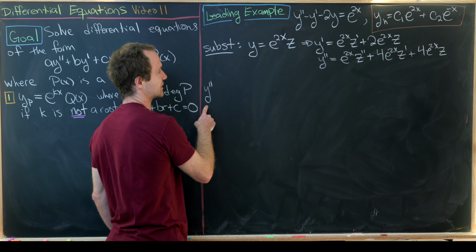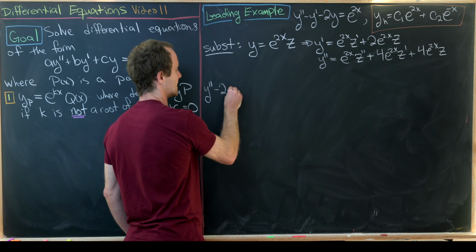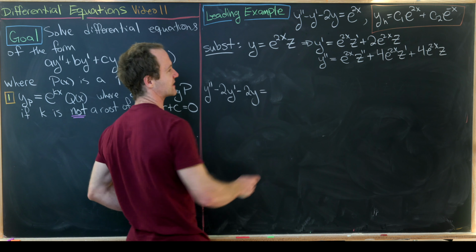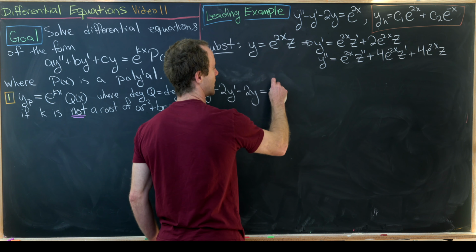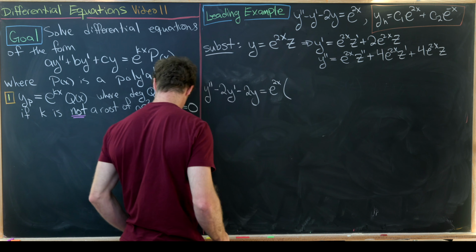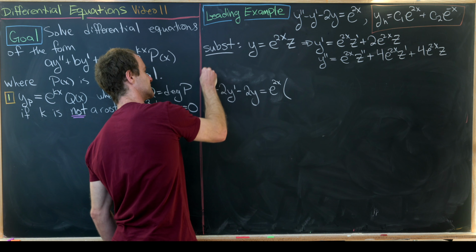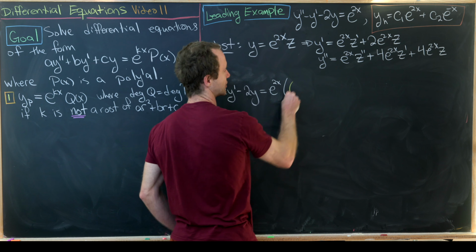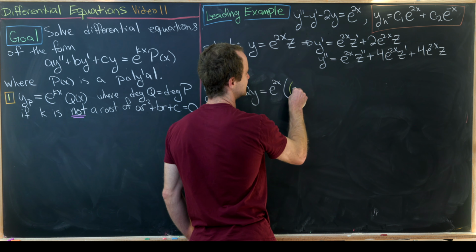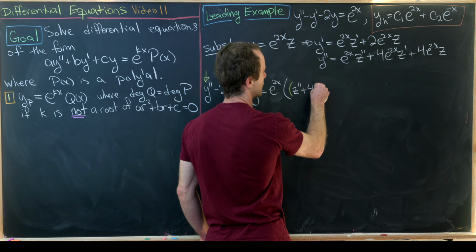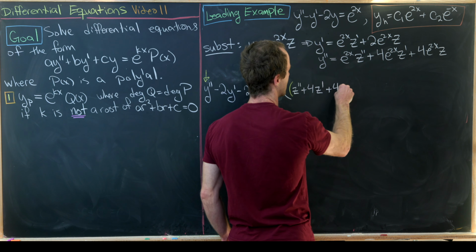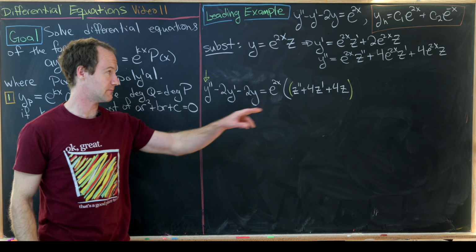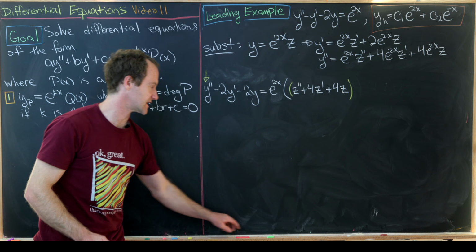Okay, so now let's plug that into our original differential equation and see what happens. Our original differential equation: y double prime minus y prime minus 2 times y. I'll go ahead and factor an e to the 2x out because that's a common term in all of these. And then let's color code some things. In inner yellow parentheses, I'll put my y double prime term. So that'll be z double prime plus 4z prime plus 4z. Great. So that comes from my y double prime, keeping in mind I factored this e to the 2x out.